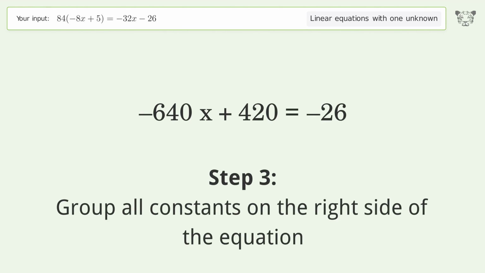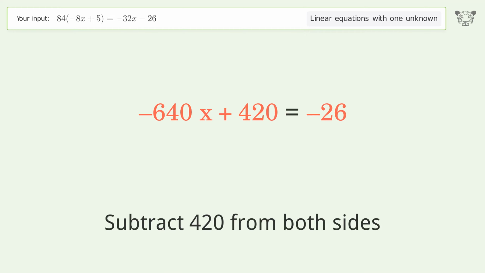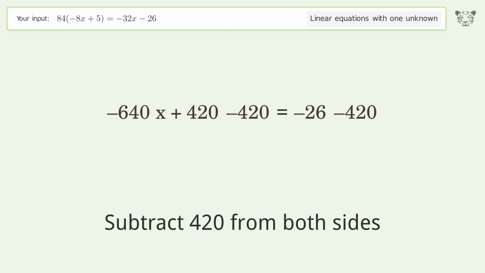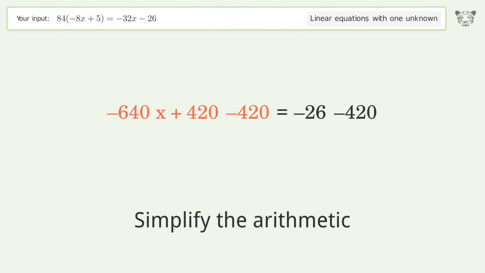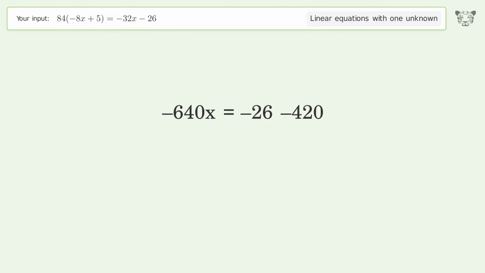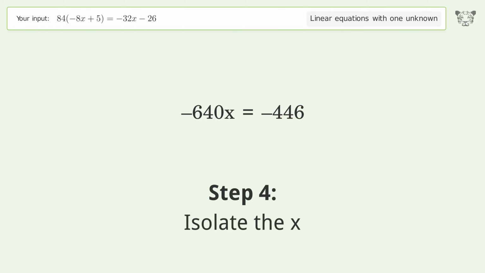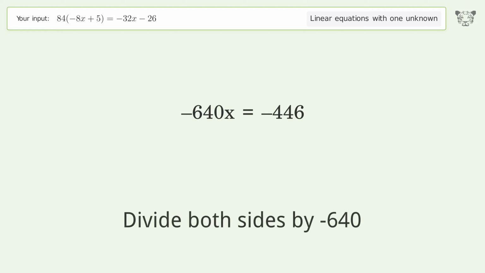Group all constants on the right side of the equation. Subtract 420 from both sides. Simplify the arithmetic. Isolate the x. Divide both sides by -640.